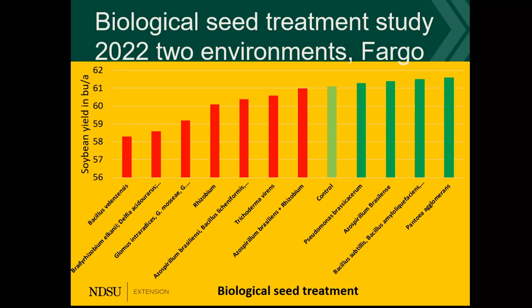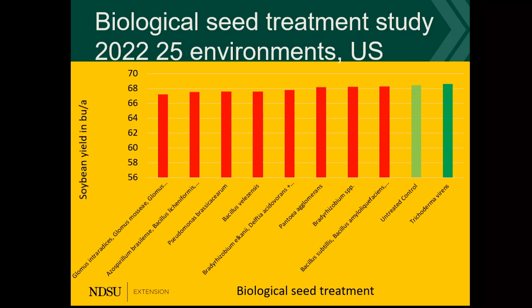So here is the data from Fargo. Now, I've cheated a little bit. If you look at the left, it starts with 56 bushels to 62. Everything that is in red was lower than the control. The control is that light green, and there were a couple that were slightly higher. However, not significantly different. There seem to be some differences, but are those real? That is why we do this trial over so many locations. So that was the one that I just showed you, the Braziliensis.